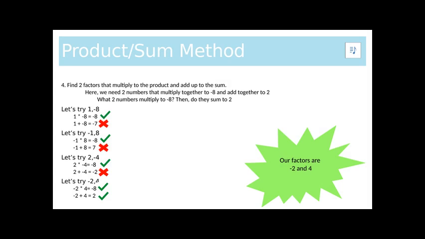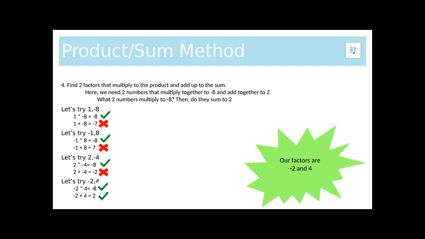Okay, so now we're going to find two numbers that multiply together to our product, negative 8, and add to our sum, 2. So because our product is negative, we're going to need a positive and a negative number. So let's try 1 and negative 8. So 1 times negative 8 is negative 8, but 1 plus negative 8 is negative 7. So that doesn't work, because negative 7 doesn't equal 2. So what if the 1 is negative and the 8 is positive? So negative 1 times 8 is still negative 8, all good. Negative 1 plus 8 is positive 7. Once again, doesn't equal 2.